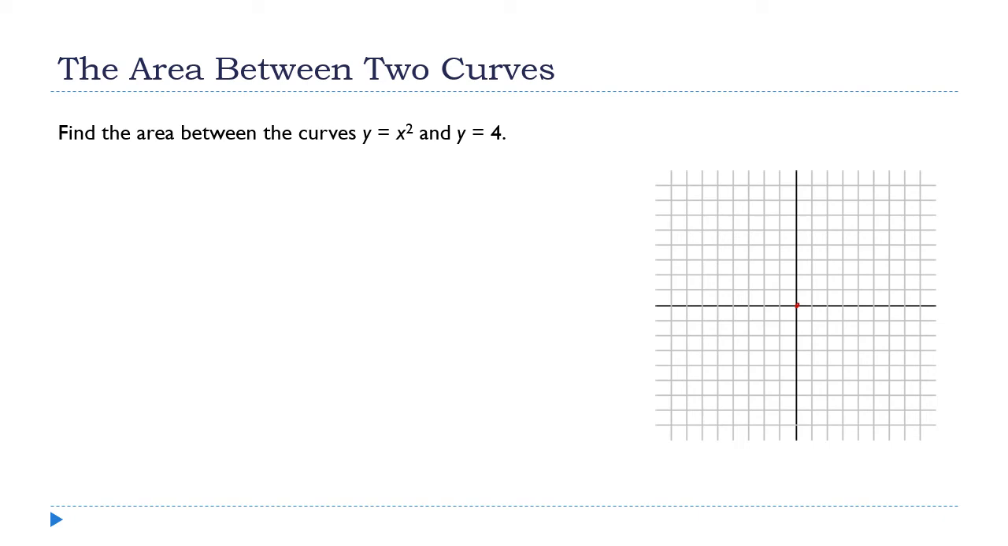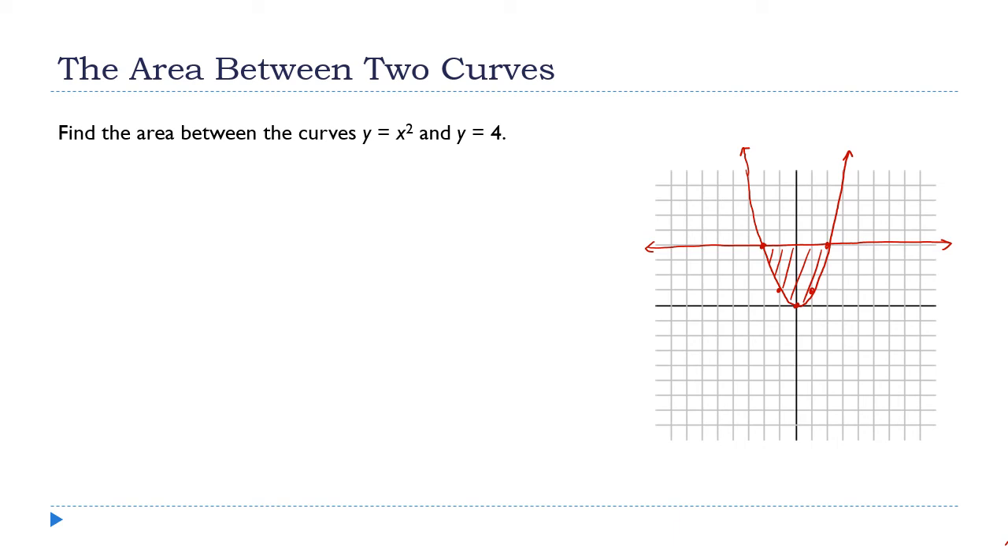Let's see. I'm just putting some points in here because I want this to be fairly accurate. When x is plus or minus 1, we get 1. When x is plus or minus 2, we get 4. So it's going to look something like this. Okay, so there's the parabola. And the second function, y equals 4, that's a horizontal line. So that's this here. And I want the area between these two. So that's the area in this section here.